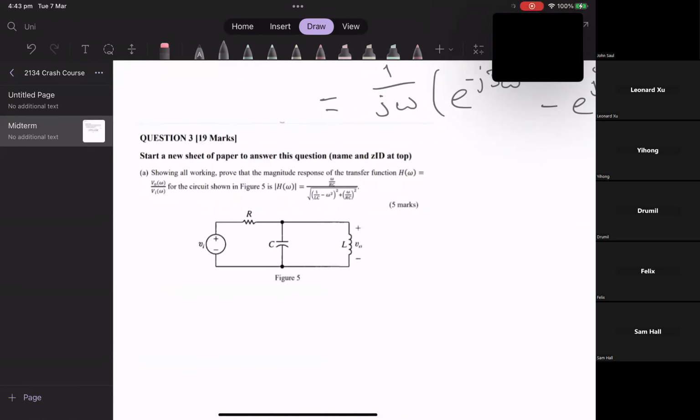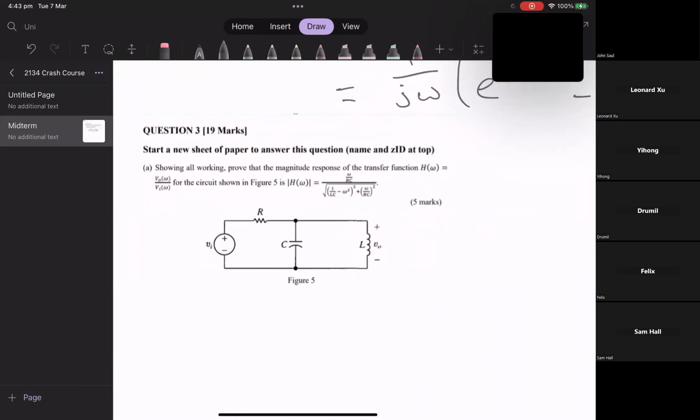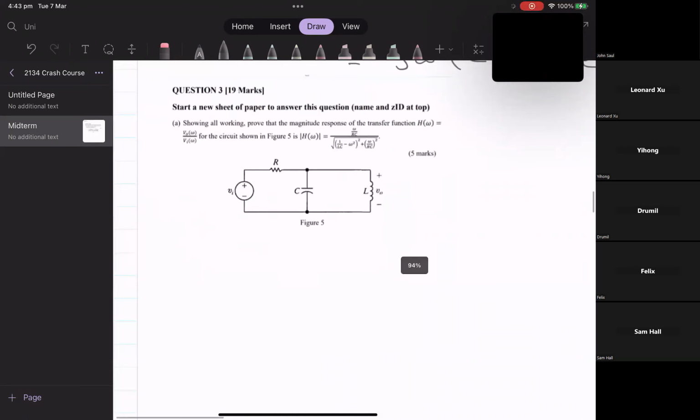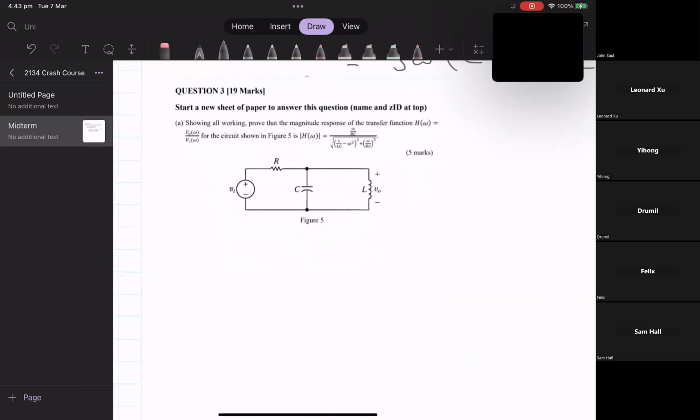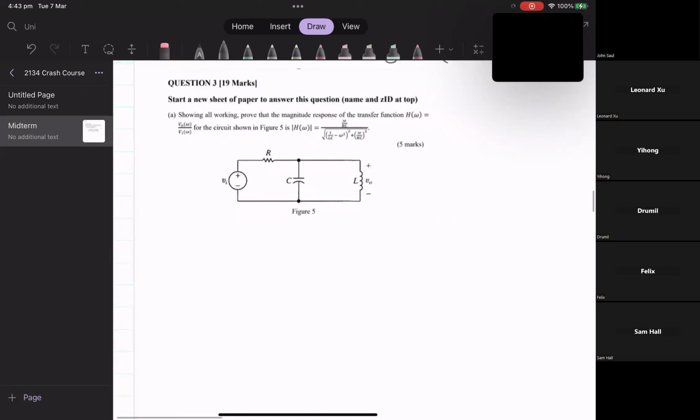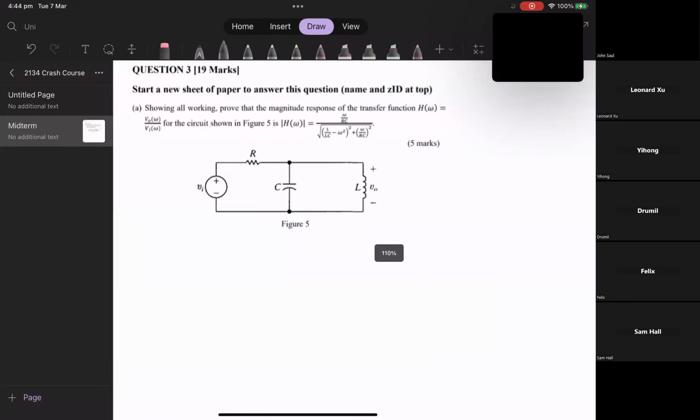So for question 3a, we have an RLC circuit. They want us to prove that the response of the transfer function is as shown. So again, we should take some time to look at our circuit and decide what the easiest way to solve this would be. To me, it looks like if we add these two components in parallel, we can simply use voltage division to get V0 in terms of VI. That will be our transfer function.